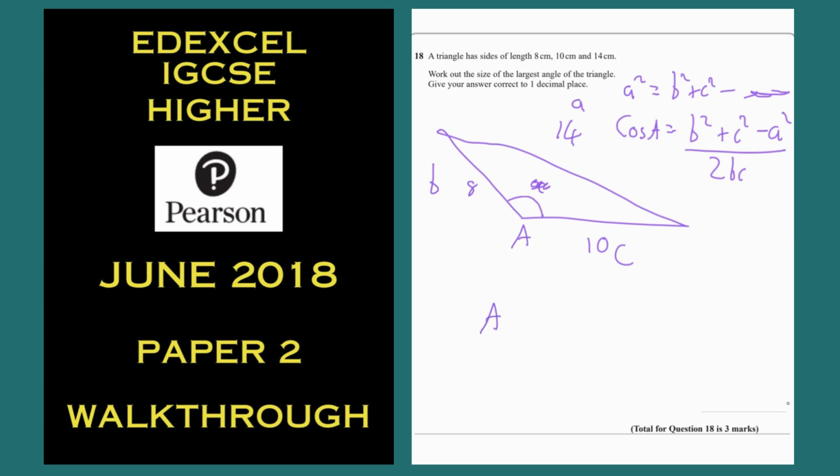So what you want to be doing is inverse cos. Stick it all in your calc. B squared, so 64 plus 100, take away 14 squared, which is 196, all over 2bc, which is 160. When you've stuck that in your calc, you should get minus a fifth, or minus 0.2. And when you press inverse cos in your calc, to one decimal place, the answer is 101.5.